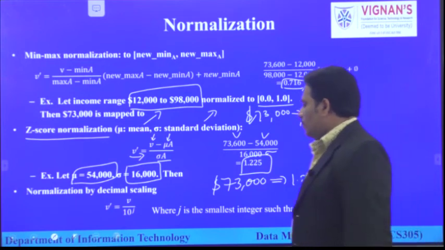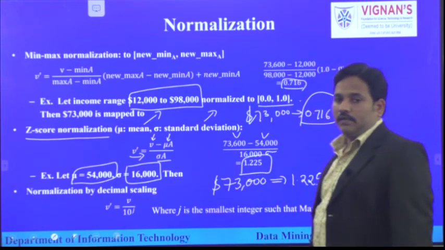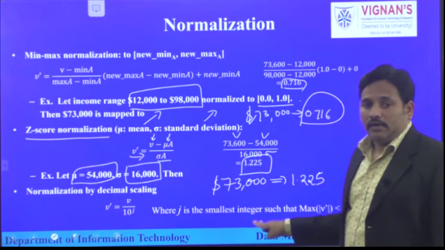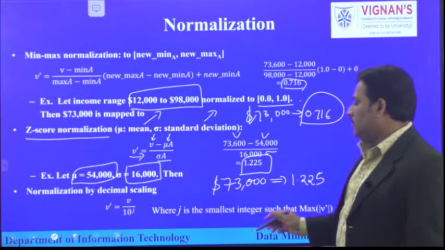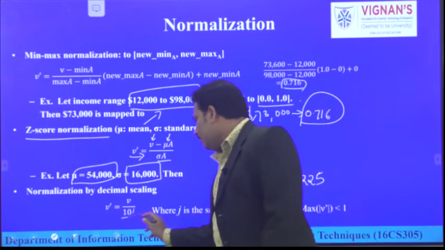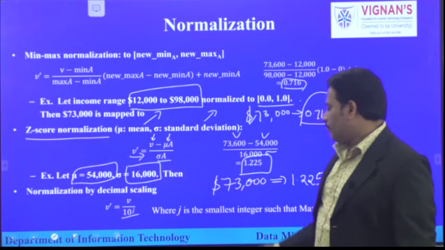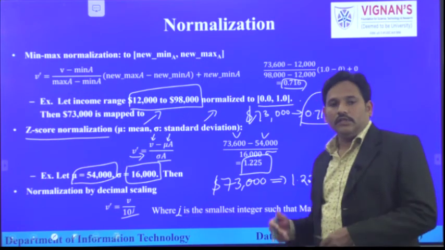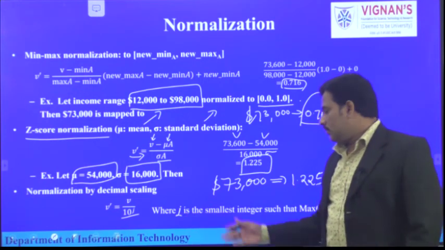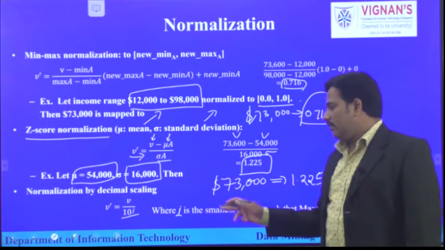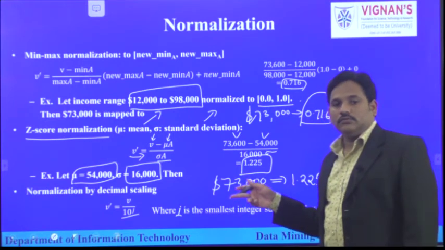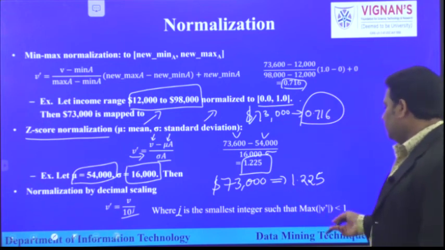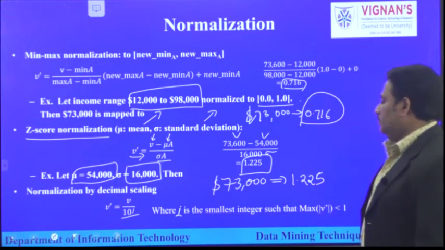The third approach is normalization by decimal scaling. Here we are converting only its format, not the value. That means we divide each value by 10 to the power of a required number. Let us assume if you want to convert to 3 decimal places, j can be 3. That is, divide every value by 10 cubed and you will get the modified value. This is the meaning.